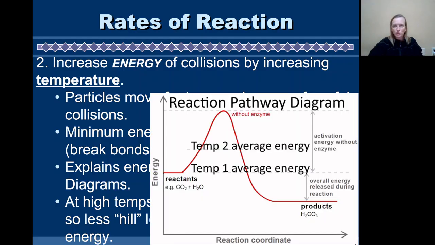Let me show you that reaction pathway diagram. Here, if my reactants start with this much energy, I have to climb this big hill to actually start making product. But when I heat up my reaction mixture, I'm starting more like here. So I don't have so far to go to actually make my chemical reaction happen.